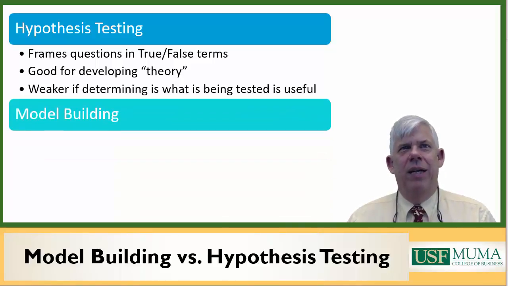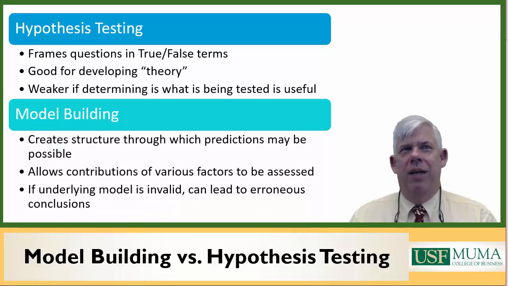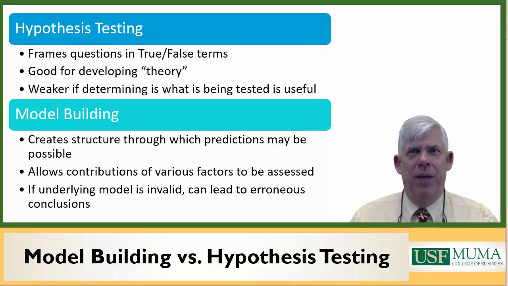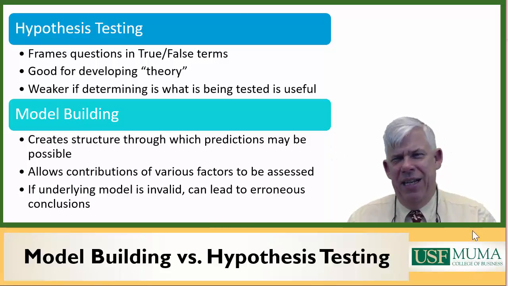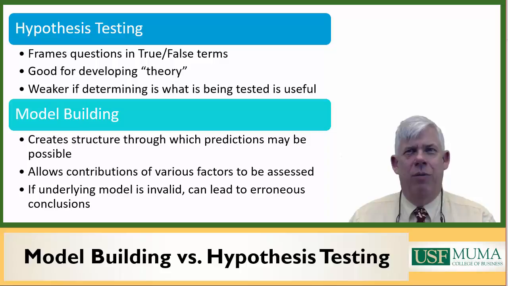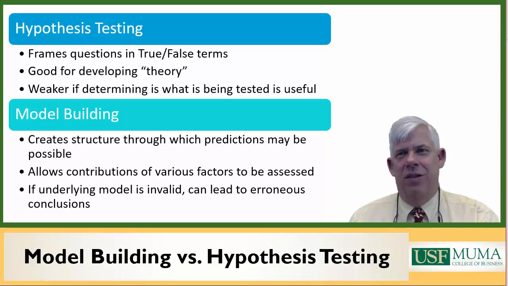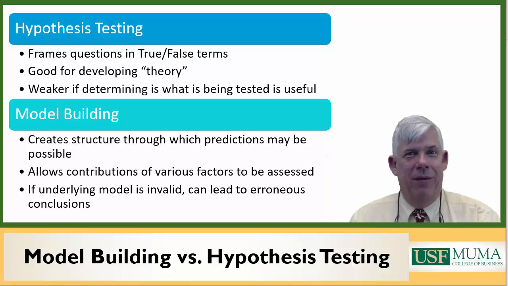Now, model building is a little different. Model building basically creates a structure that you can use to make predictions or make better understanding of processes possible. It allows us to assess the positive and negative and magnitude of the different contributions of various factors, whereas in the analysis of variance, we're simply saying, okay, they have an effect, whereas in our models, we can make an estimate of how large the effect is.